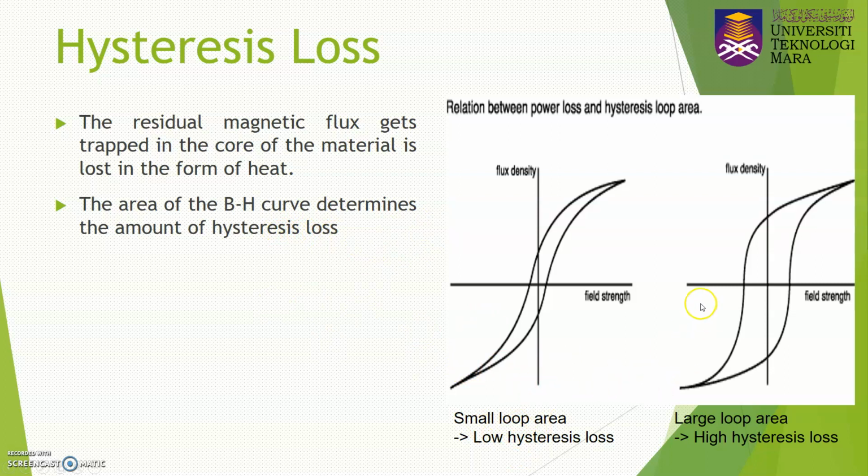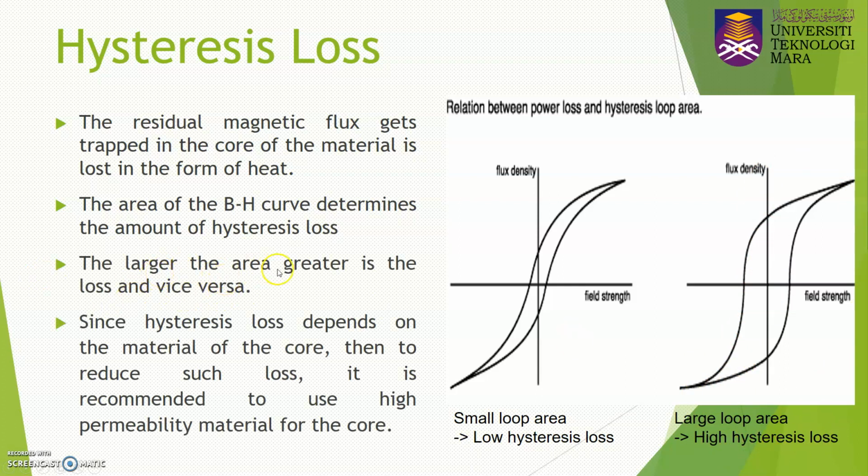For a material that has high permeability, it has a small loop area. In this case, it has a low hysteresis loss. But for a material that has low permeability, it has a large loop area like this. So it has a high hysteresis loss. That is why the larger the area, the greater the loss, and the smaller the area, the lower the hysteresis loss.